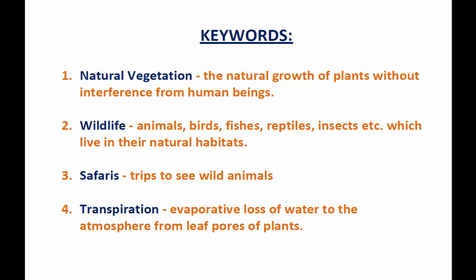So the first one is natural vegetation. Natural vegetation refers to the natural growth of plants without interference from human beings. Wildlife refers to animals, birds, fishes, reptiles, insects, etc. which live in their natural habitats. Safaris means trips to see wild animals.